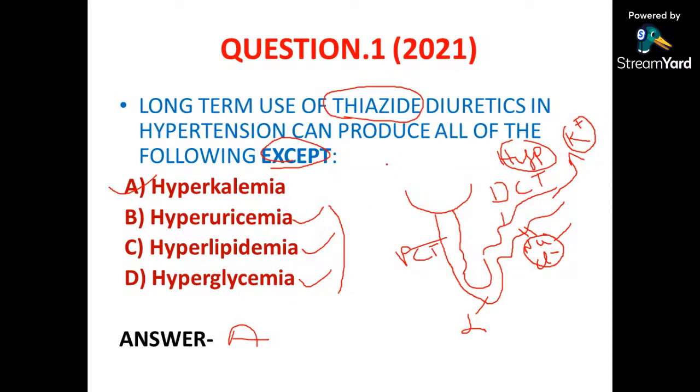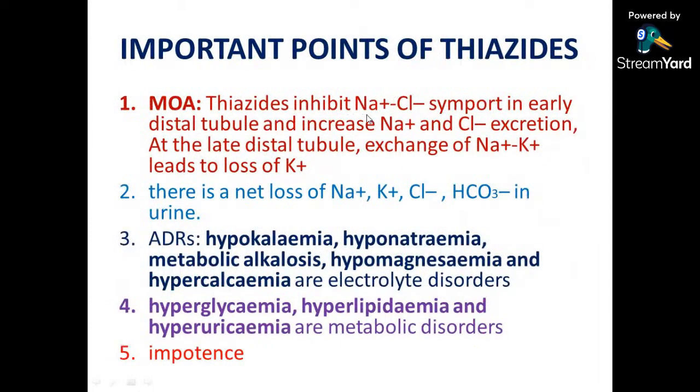To understand in detail about thiazides, let me tell you some important points. First point: thiazides will inhibit the sodium chlorine importer, and through that it will excrete sodium and chlorine from the body. This mechanism is seen in the early distal tube, but in the late distal tube it will exchange sodium and potassium, and by that it will excrete potassium from the body and cause hypokalemia. So this is the first point.